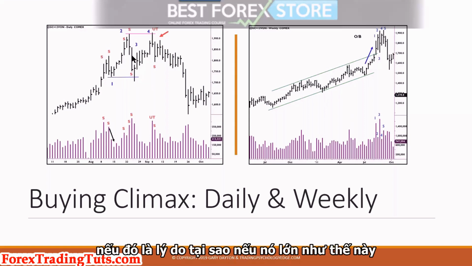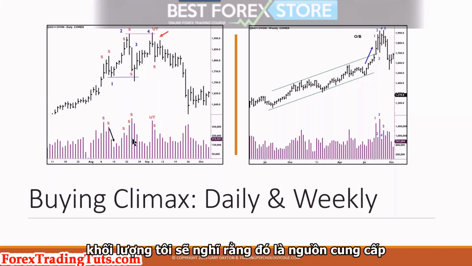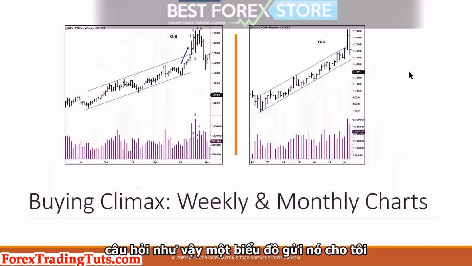If it's large like this, and what kind of volume are you talking about? Light like this, I'd be very suspect of it. If it's average volume, I'd be thinking it's supply. But you're trying to get me to answer a hypothetical question that I can't answer. So you have to see the context. If you've got a question like that, a chart, send it to me and I'll be happy to answer.